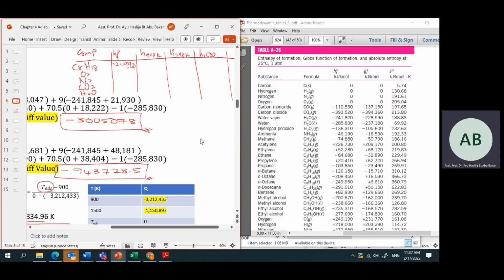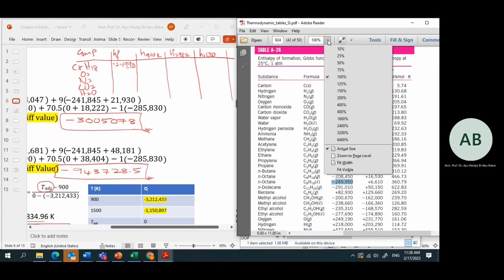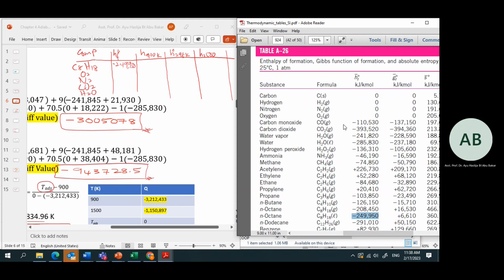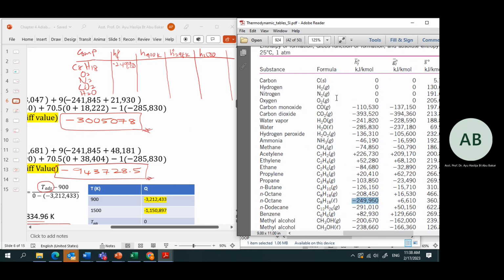Heat of formation, we refer to A26. Okay, liquid octane, 249950. O2 and N2, 0.